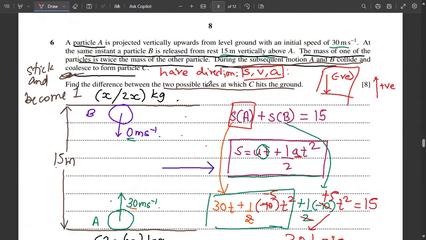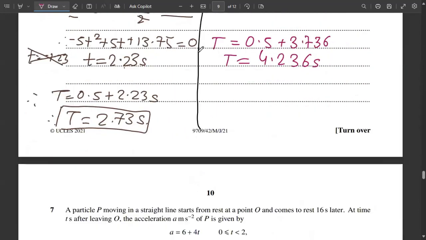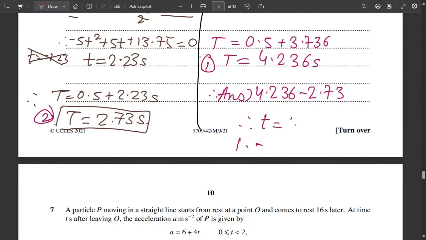Find the difference between the two possible times. Very easy. We know one time, we know the second time. Difference means subtraction, therefore the answer is 4.236 minus 2.73. So 4.236 minus 2.73 will give us 1.5. And therefore, our final answer is 1.51. Actually, I got 1.506, which converts to 1.51 seconds. Therefore, the difference in time is 1.51 seconds. No, 4.236.